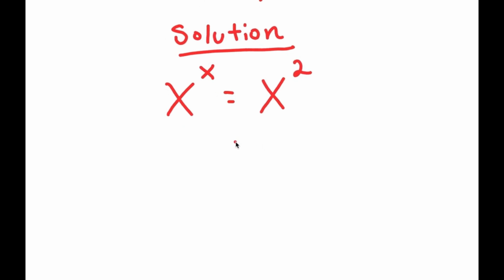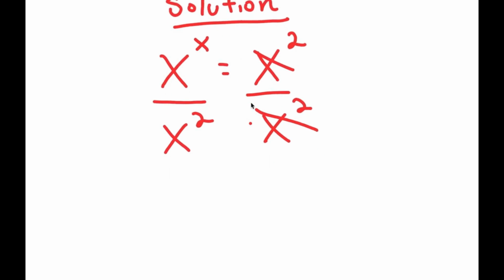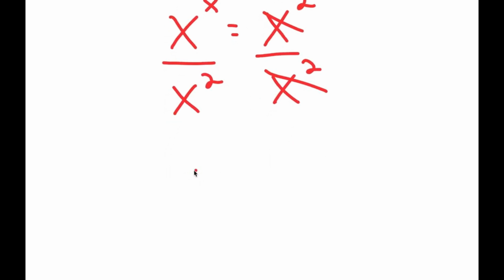And I'm going to first start by dividing both sides by x to the power of 2. So I have x to the power of x over x to the power of 2 is equal to x to the power of 2 over x to the power of 2. And x to the power of 2, x to the power of 2, these two cancel out. So now I'm going to be left with x to the power of x over x to the power of 2 is equal to 1.